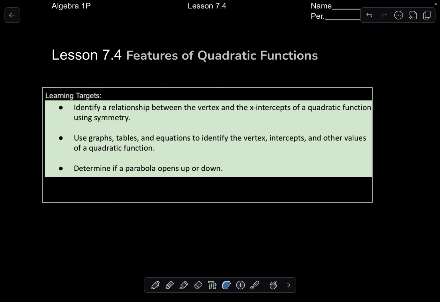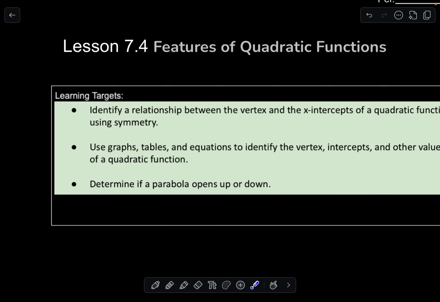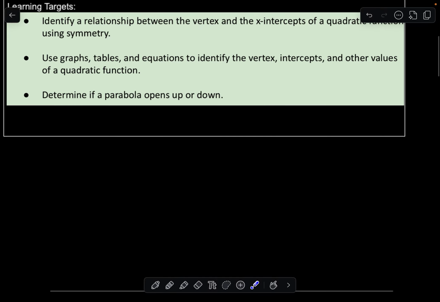The learning targets are: 1, identify a relationship between the vertex and the x-intercepts of a quadratic function using symmetry. Use graphs, tables, and equations to identify the vertex, intercepts, and other values of a quadratic function. And the last learning target, determine if a parabola opens up, which means it's Elmo, that's up, or down, which is emo, because it's sad and depressed.